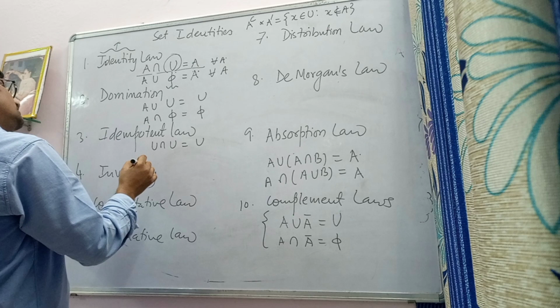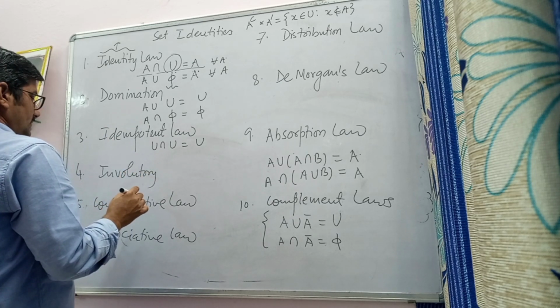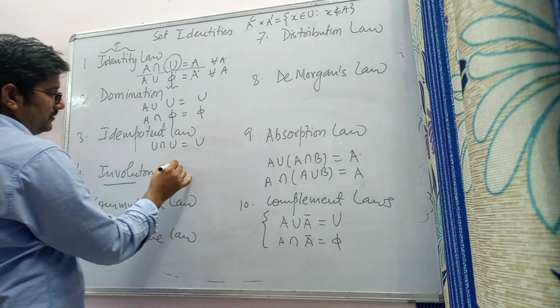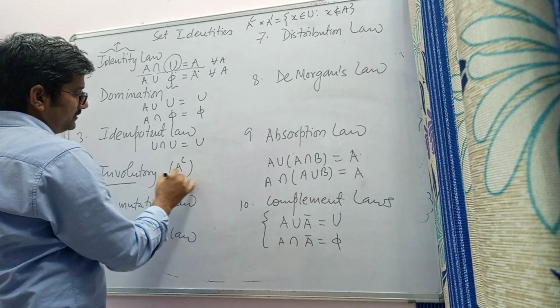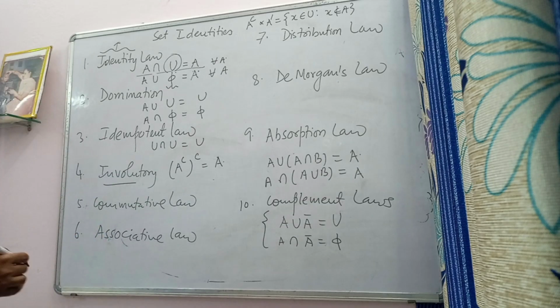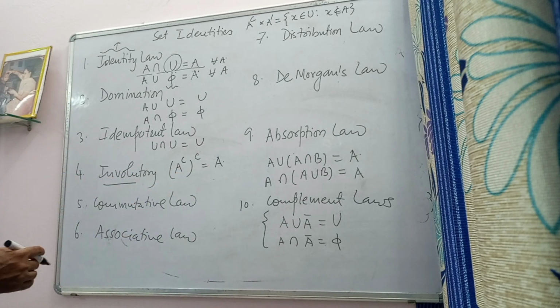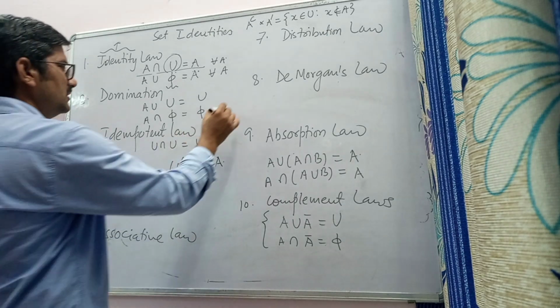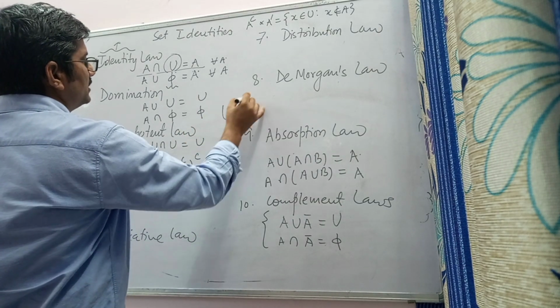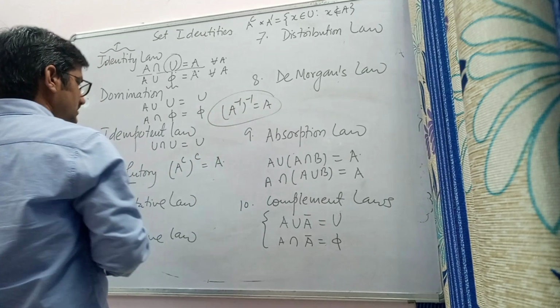And if you take the complement of the complement, we will get the same set. So this property is said to be the involutory property, as you have discussed in matrices. The complement of the complement is the same set. Okay, this property is also known as the involutory property.